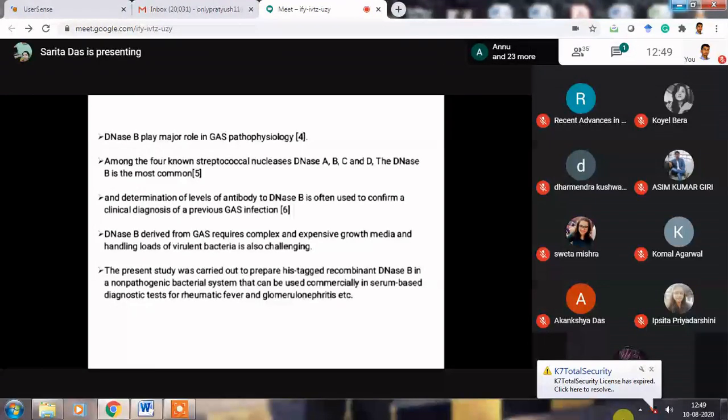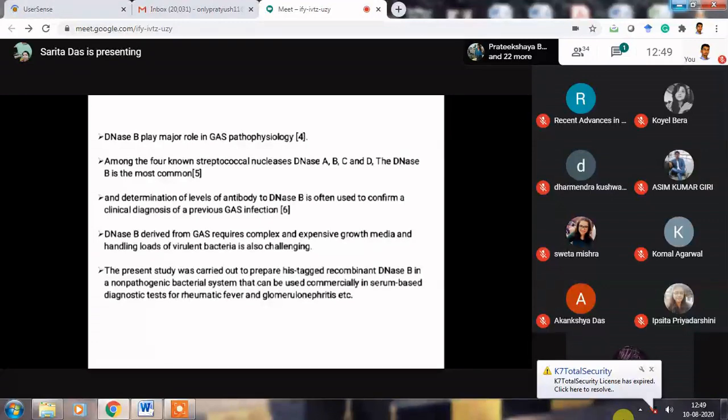The antibody to DNase B is often used to confirm the clinical diagnosis of a previous group A strep infection. Getting DNase B from natural sources requires complex and expensive growth media and handling loads of virulent bacteria. That is also challenging. So the present study is carried out to prepare His-tagged recombinant DNase.